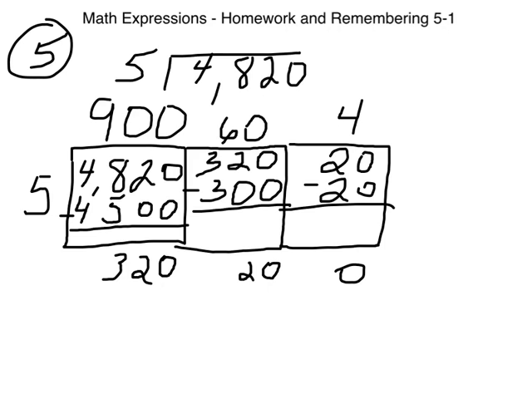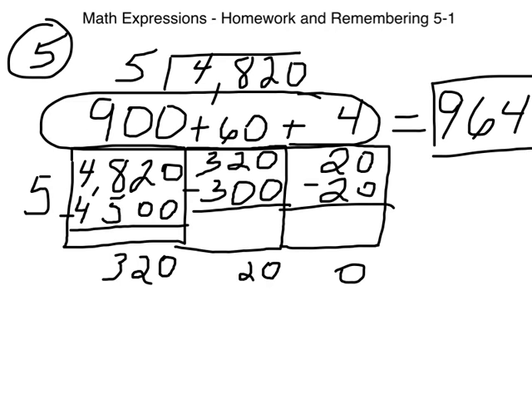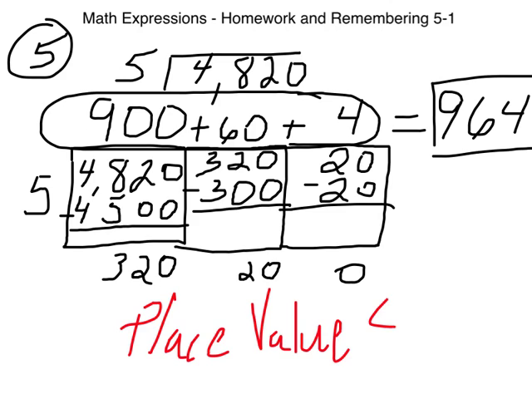Now, you're probably thinking, where in the world is the answer? Well, the answer is right up top here. If we add these together, this is expanded form of the number 964. And that is our answer. 964 is the answer to 4,820 divided by 5. And this is called the place value section.